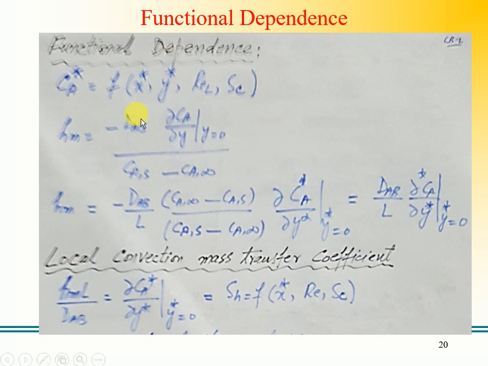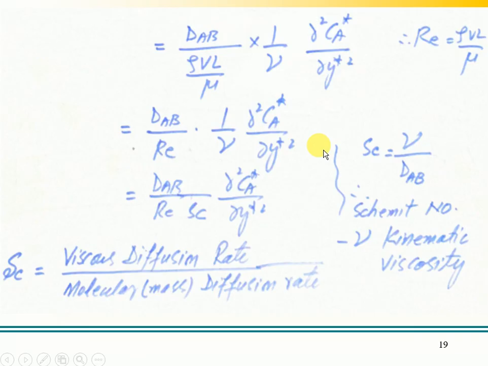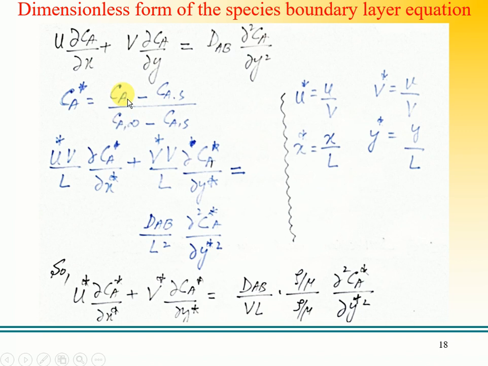Functional dependence: of course, I said the same thing that we have done for the thermal boundary layer and velocity boundary layer. Ca, the concentration, is a function of x, y, the Reynolds number and the Schmidt number. We have also already written the mass transfer coefficient in meters per second: Hm is equal to minus DAB ∂Ca by ∂y at y equals 0, over Cas minus Ca infinity. So Hm is equal to minus DAB by L, Ca infinity minus Cas over Cas minus Ca infinity, ∂Ca star over ∂y star at y star equals 0.